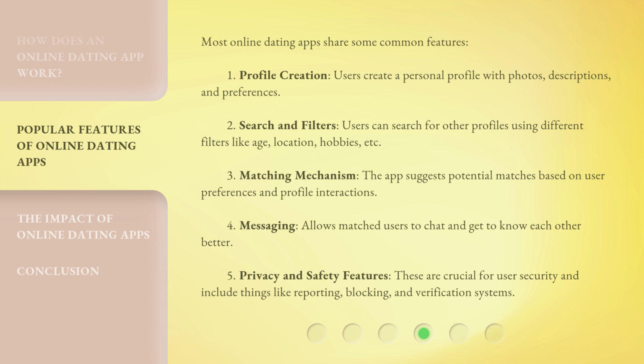5. Privacy and safety features. These are crucial for user security and include things like reporting, blocking, and verification systems.